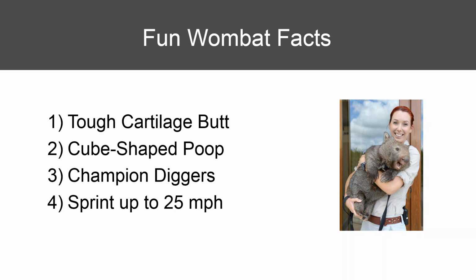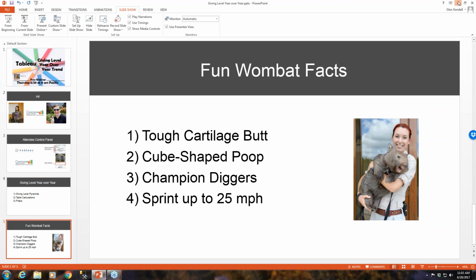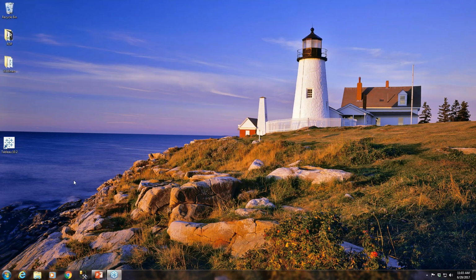They have cube-shaped poop, believe it or not. They use that for marking their territory, and because it's cube-shaped, it doesn't roll around. It just is left where they drop it. They're also champion diggers and can sprint up to 25 miles an hour. Fun facts about wombats. We love wombats here at Concourse.